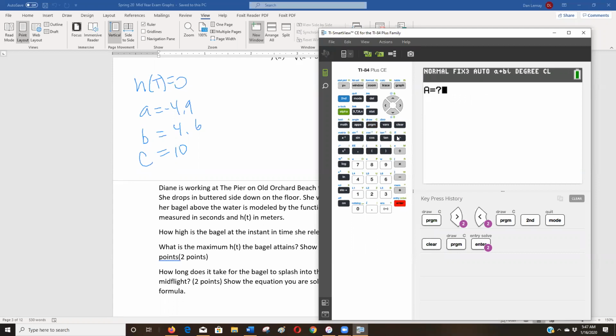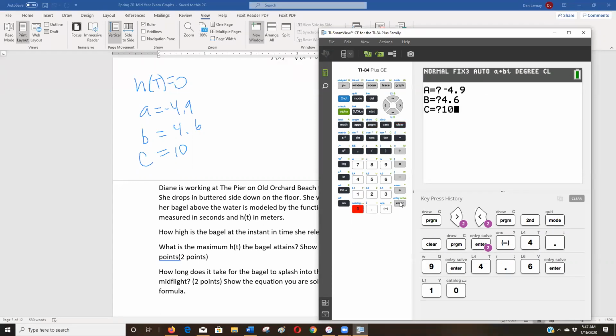It prompts you, well, what's A? Well, A is negative 4.9. You press Enter. What's B? 4.6 in this case. What's C in this case? Well, 10. And it gives me the answers, and I'm going to ignore the negative answer because I can't go backwards in time. So when t equals 1.97, this bagel touches down.